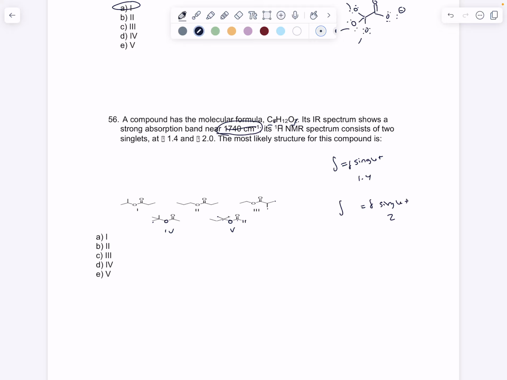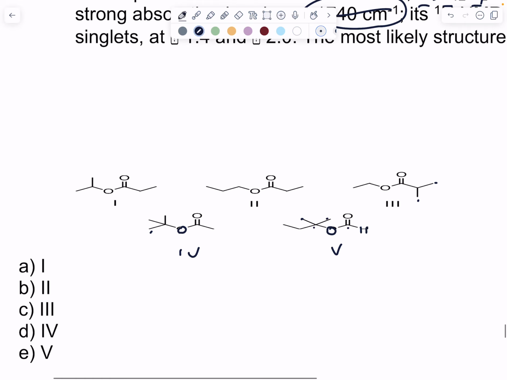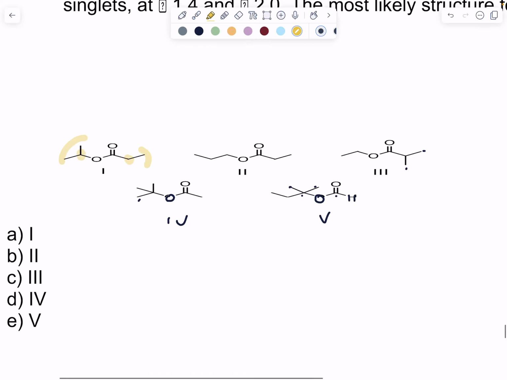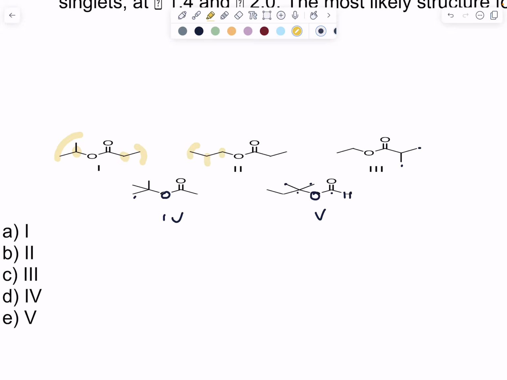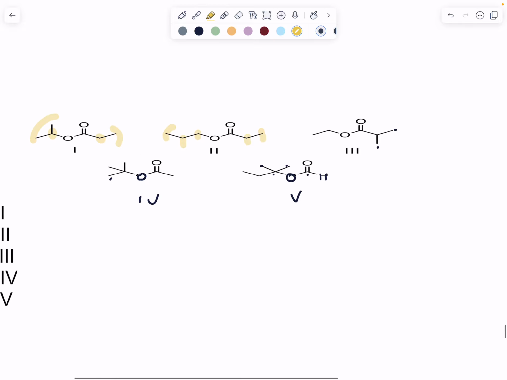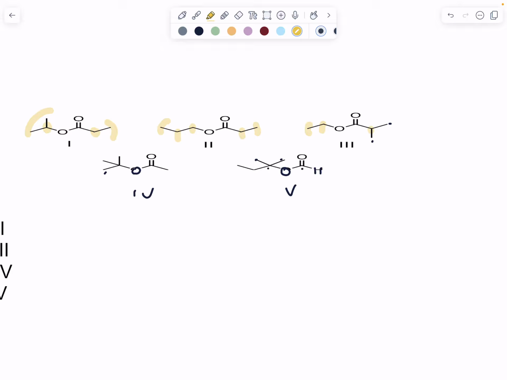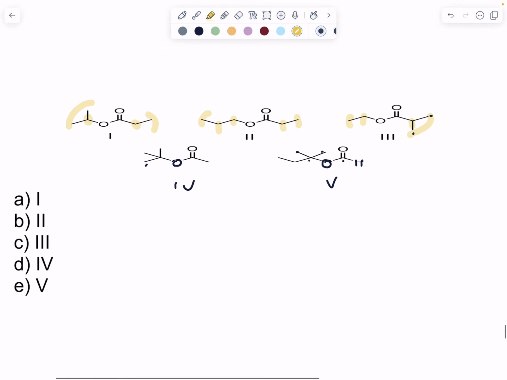So its NMR only has 2 peaks, which means there's only 2 unique areas. So that's going to be the thing I think that gives it away. So for each of these, I'm just going to identify all their peaks. So this would be 1. There's a hydrogen here, so 2, 3, 4. So not that one. This would be 1, 2, 3, 4, 5. So not that one. 1, 2, 3, 4, 5. Not that one.